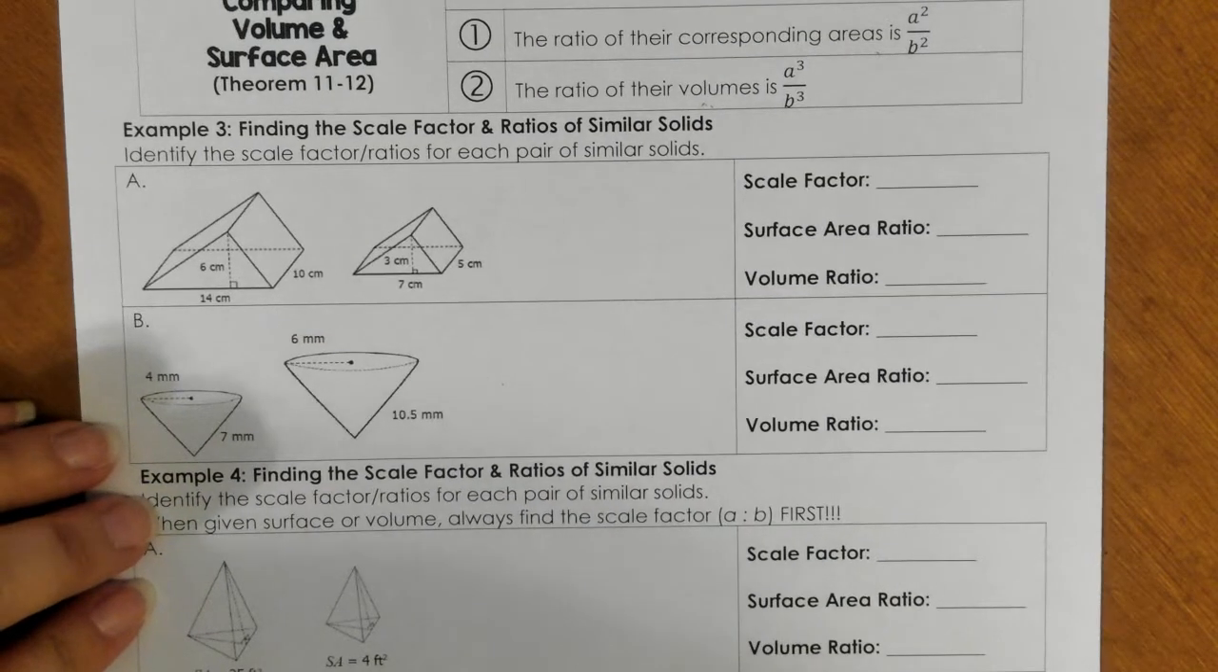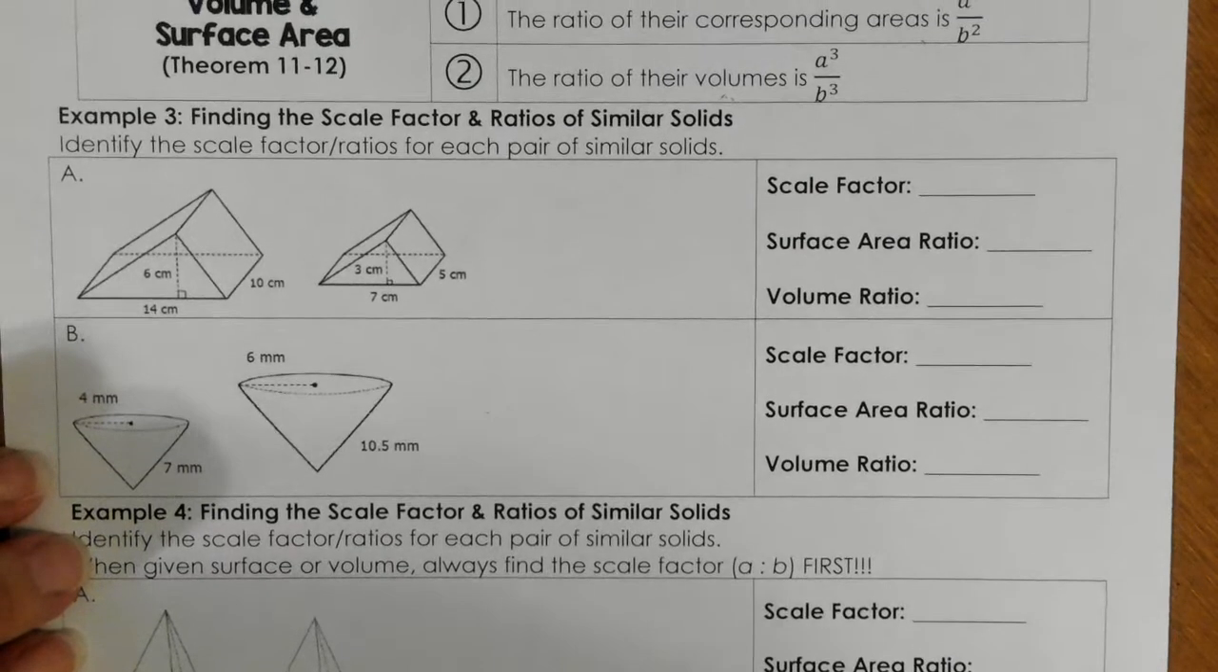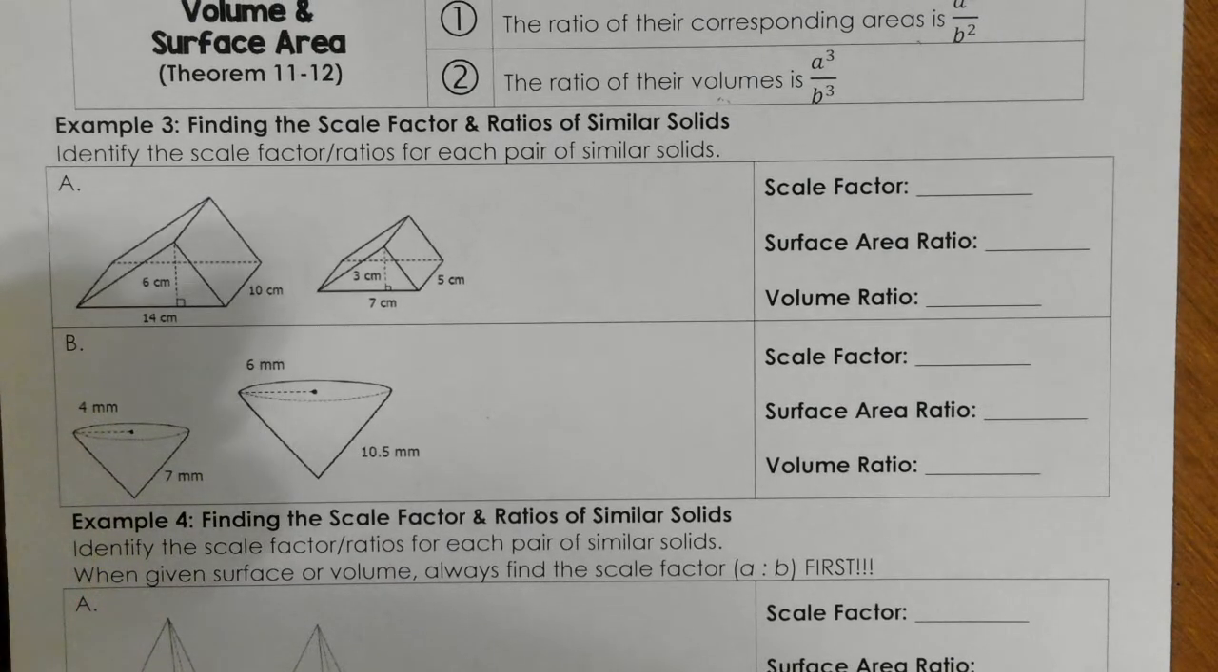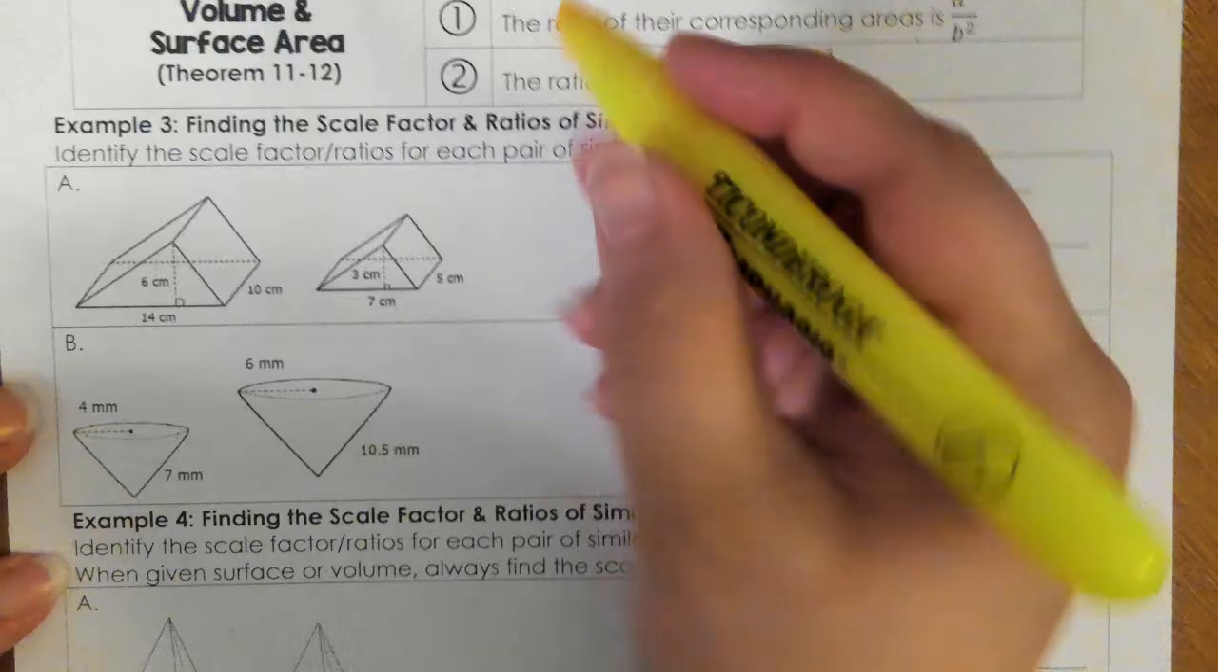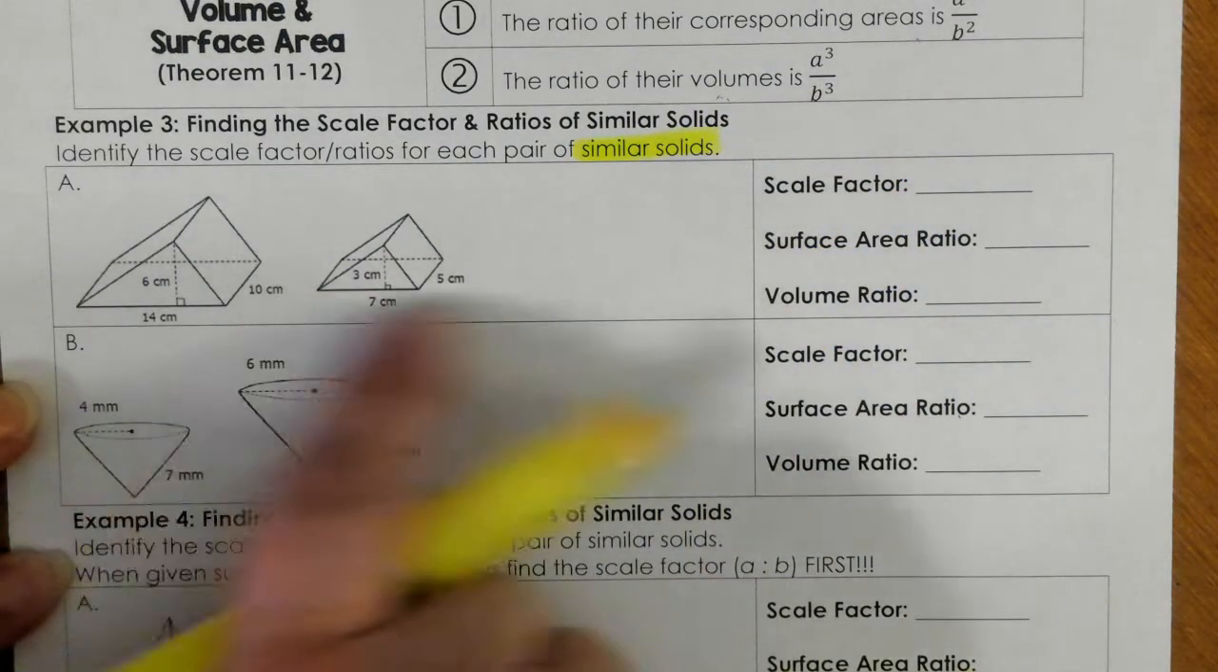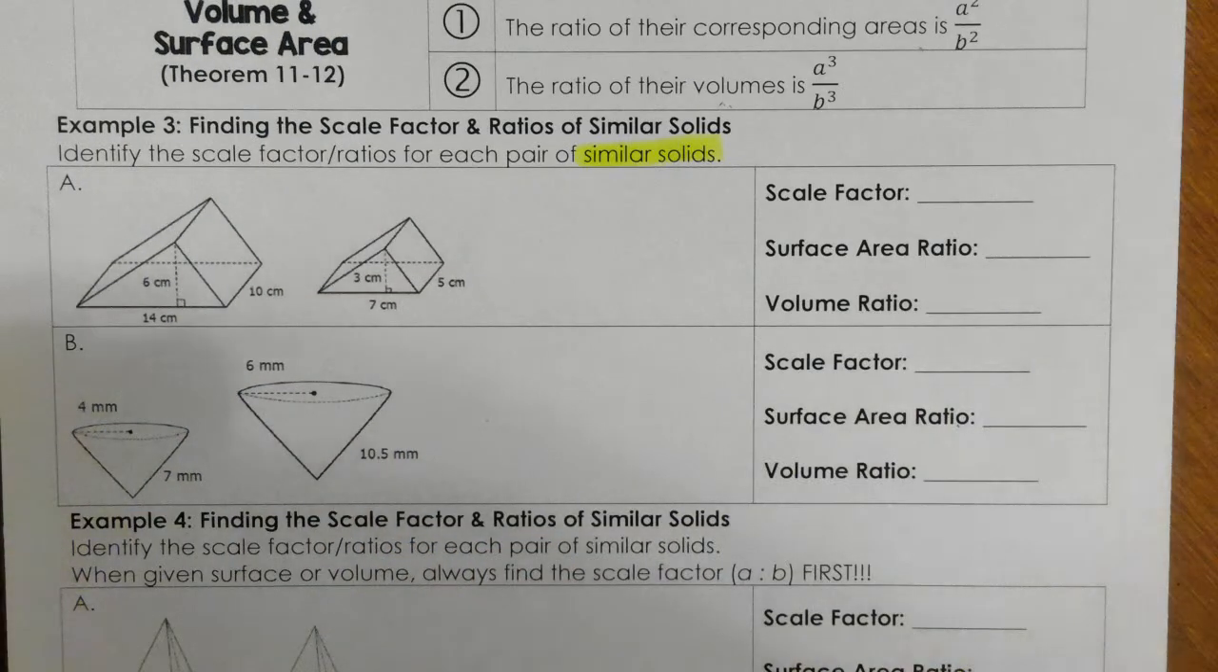All right, so let's just do some basic examples here. In example 3, it says identify the scale factor ratios for each pair of similar solids. It is important to note that they're telling us that these are similar. I already know that these are similar. I don't have to try to figure that out. So then I just pick two corresponding sides.